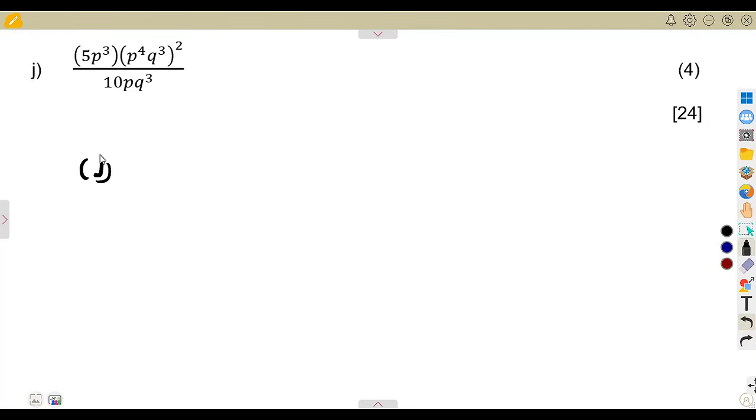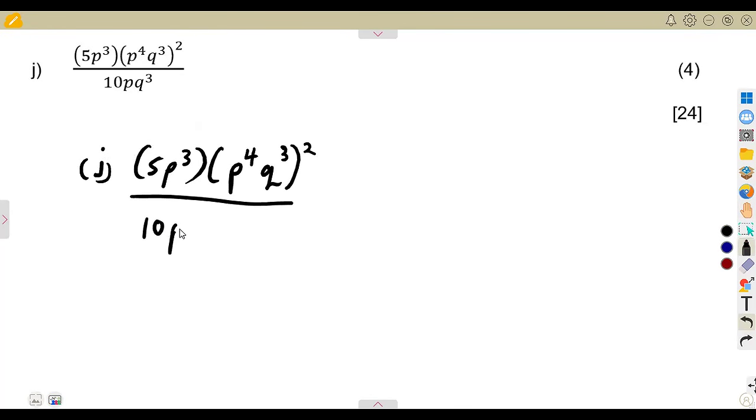Then on this J, we are given 5p to the exponent of 3 in a bracket, into the bracket of p to the exponent of 4, q to the exponent of 3, to the exponent of 2. So already I have talked about these laws. So we are going to simply apply. The first bracket is raised to which exponent? The exponent is invisible, so it's just to the exponent of 1. So there's nothing there. It's just going to remain as it is. So that's 5p to the exponent of 3.